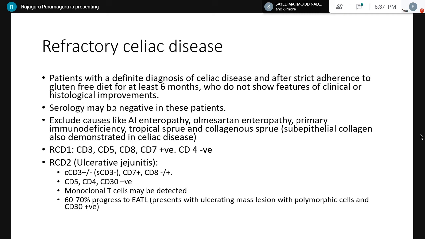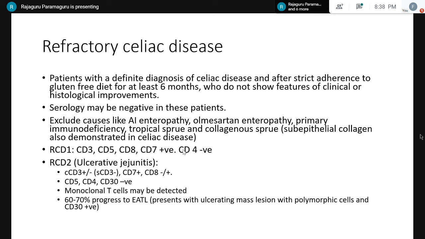And there are two types. RCD1 is a benign type, nothing to worry about. Maybe they'll try some immunosuppressive therapy. But if it is RCD2, most of the patients progress on to enteropathy associated T-cell lymphoma, the details of which will be covered by another doctor on lymphoid lesions of the GIT. So I'll not be talking in detail about this.